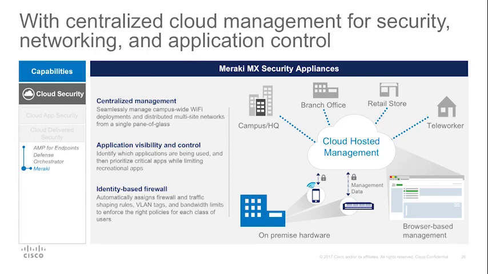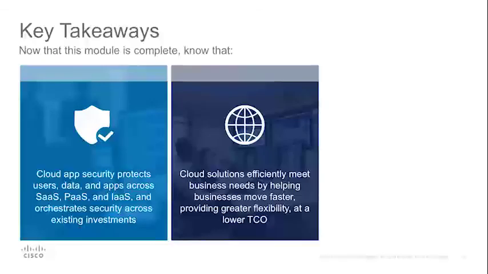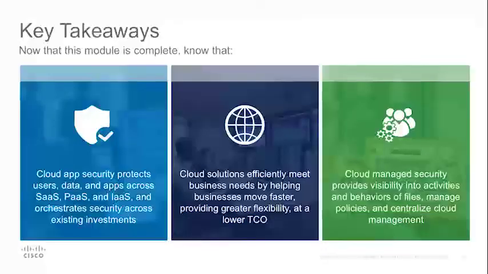Cisco Cloud Security provides the best value for customers who need visibility into cloud activities, while maintaining flexibility and keeping costs at a minimum. Now that this module is complete, know that Cloud App Security protects users, data, and apps across software as a service, platform as a service, infrastructure as a service, and identity as a service, and orchestrates security across existing investments. Cloud solutions efficiently meet business needs by helping businesses move faster, providing greater flexibility at a lower TCO. Cloud-managed security provides visibility into activities and behaviors of files, manage policies, and centralize cloud management.